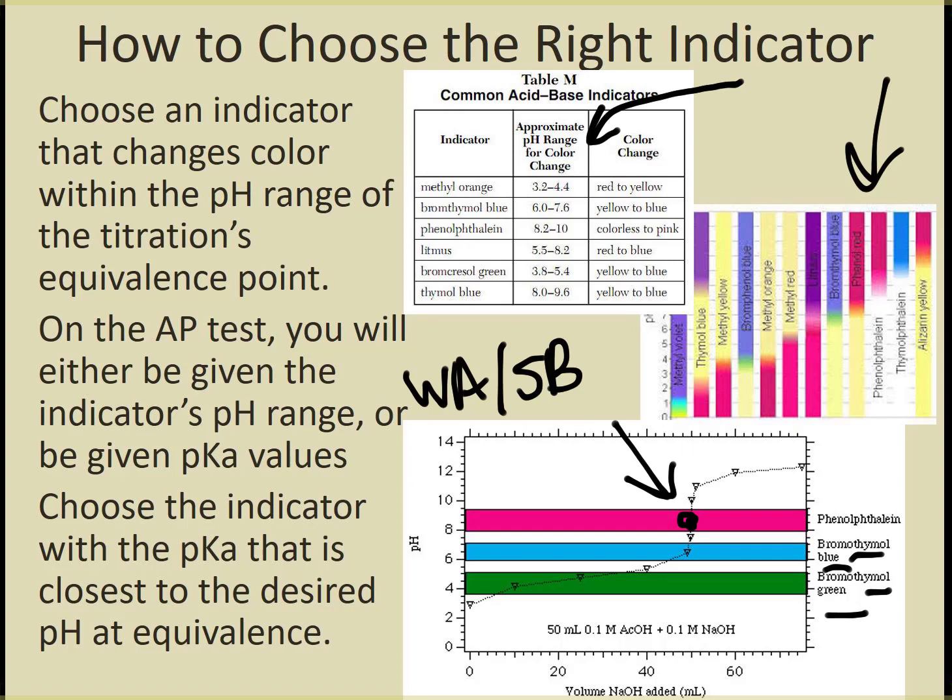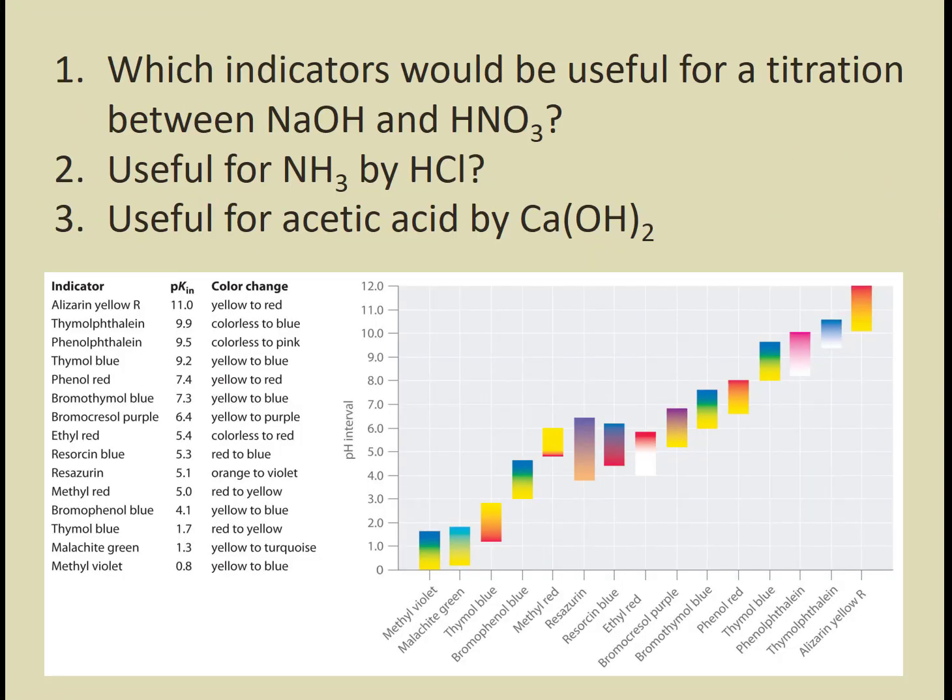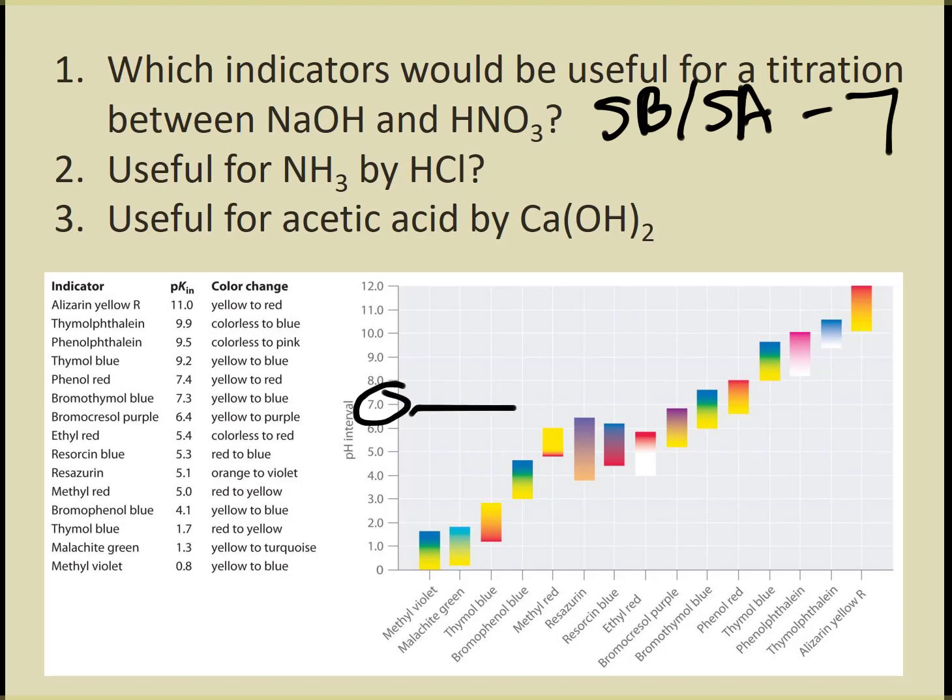Okay, but I wouldn't want a color to change at a pH of 2 if I had an equivalence point at a 7. Anyway, on this one it says which indicators would be useful for a titration between sodium hydroxide and nitric acid. So this is a strong base and a strong acid, so I know my equivalence point is around 7. So I'm going to use any sort of indicator that changes color around then, so within one pH point, okay? So I could use this one, but any of these would be ideal, okay?